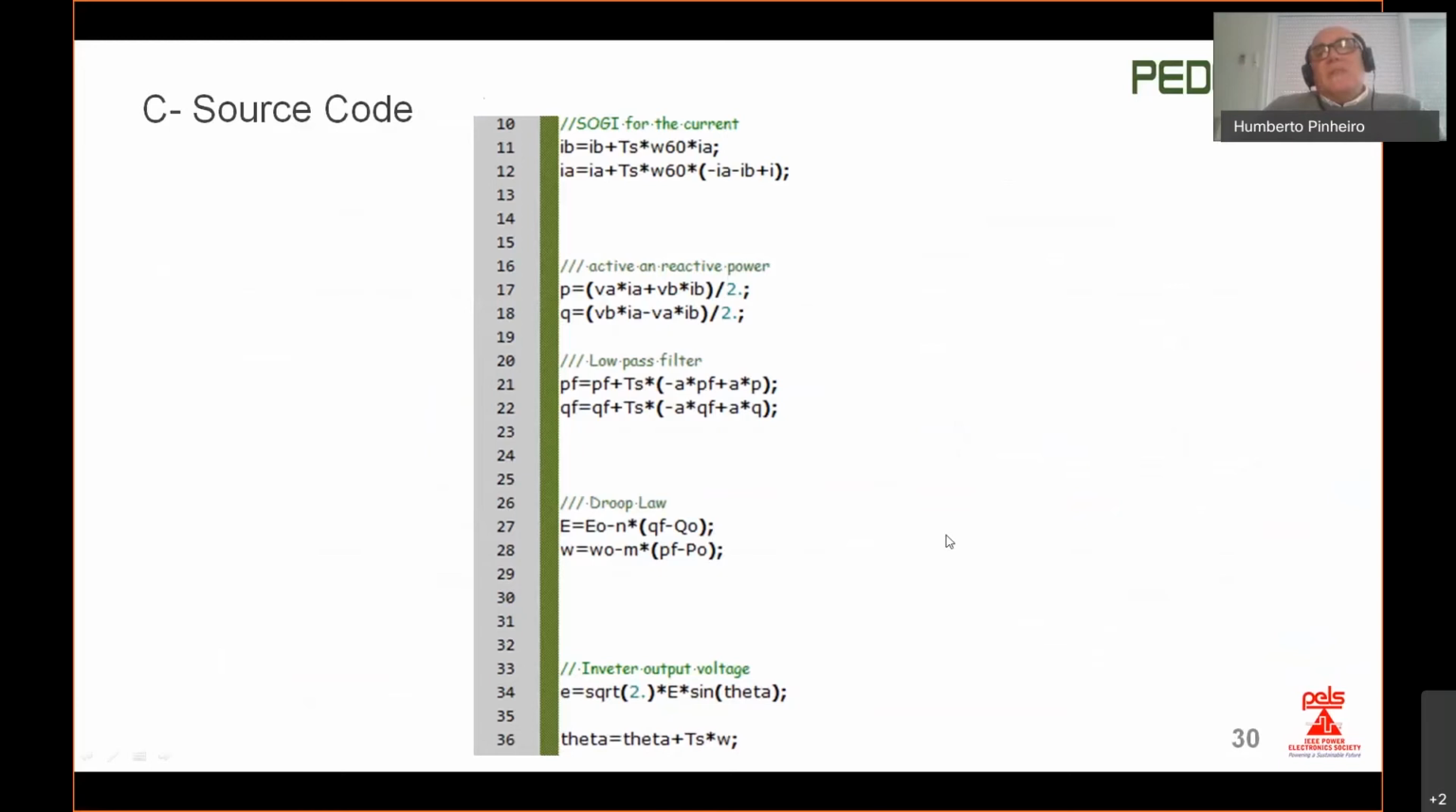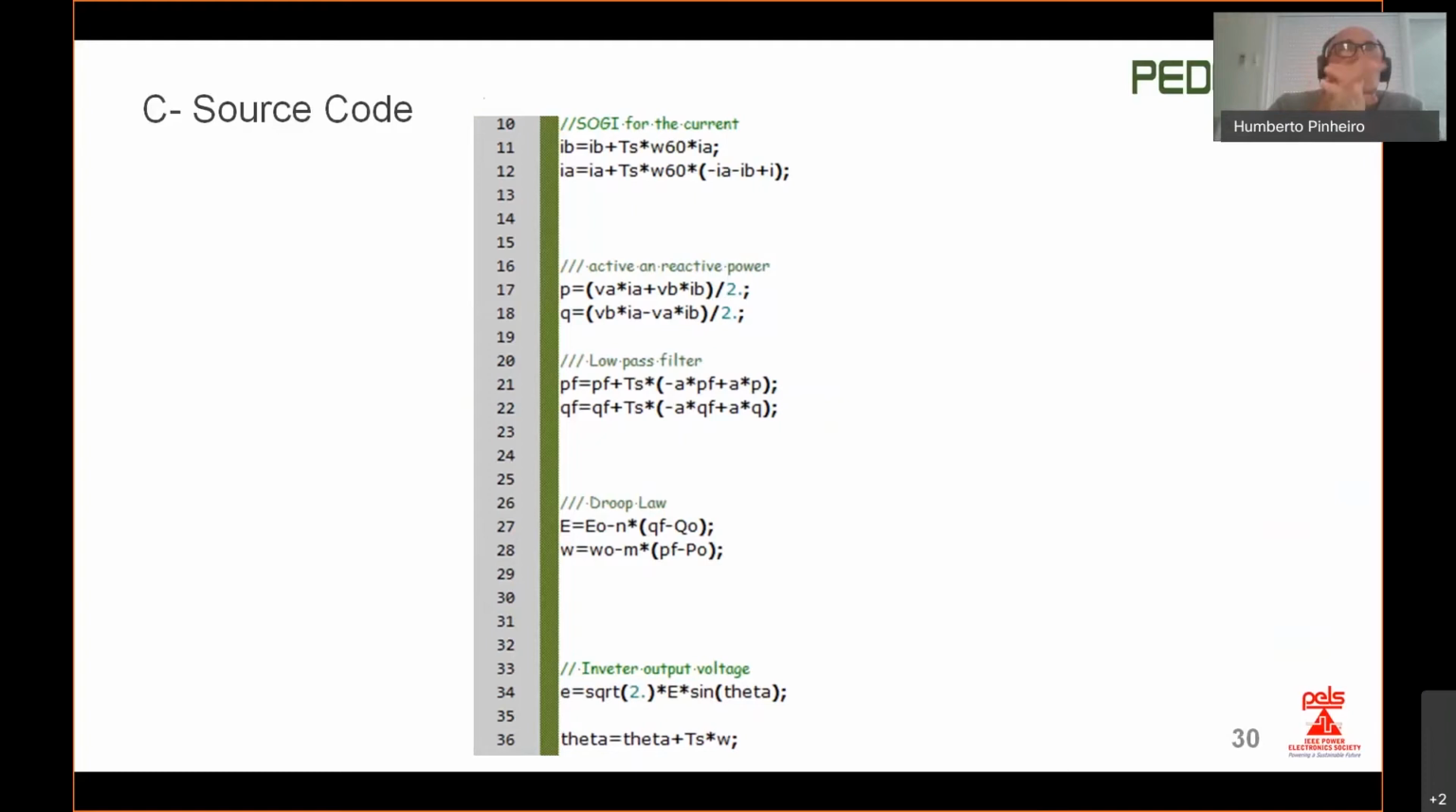The implementation of this droop control is straightforward. From the currents and voltage at the POC, you have to compute the active and reactive power. You can use instantaneous power theory to do that. Since we are dealing here with a single phase converter, it is necessary to have the current and its quadrature component at 60 hertz, and the voltage and its quadrature component at 60 hertz. So we have to use a filter.